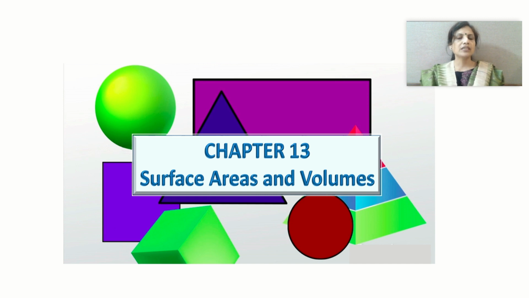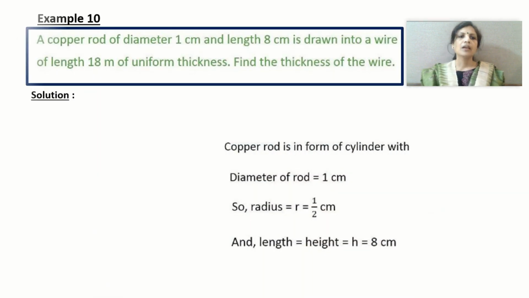So let's first discuss the remaining two examples of this chapter. This is example number 10. A copper rod of diameter 1 centimeter and length 8 centimeter is drawn into a wire of length 18 meter of uniform thickness. Find the thickness of the wire. So clearly the sum is based on volume and it is converting volume of one shape to the other shape.